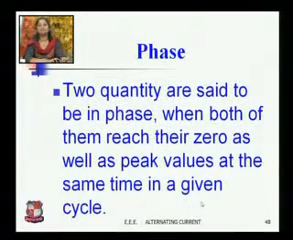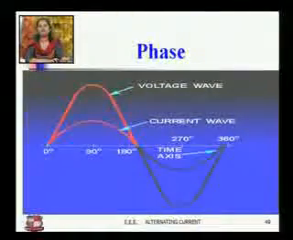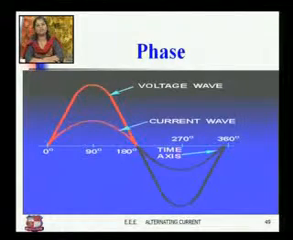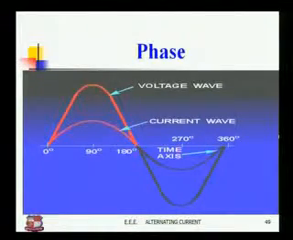Now two quantities are said to be in phase when both of them reach their zero as well as peak values at the same time. As shown in the figure, these two quantities have zero as well as maximum values at the same time. So these two quantities are in phase. This is the voltage wave and this is the current wave. Both are in phase, meaning the two quantities have zero values at the same time, maximum values at the same time, and again zero values at the same time. So this type of quantities are known as two quantities in phase.